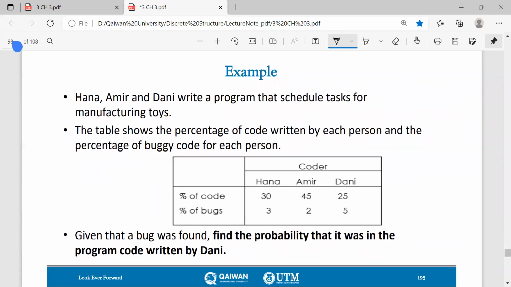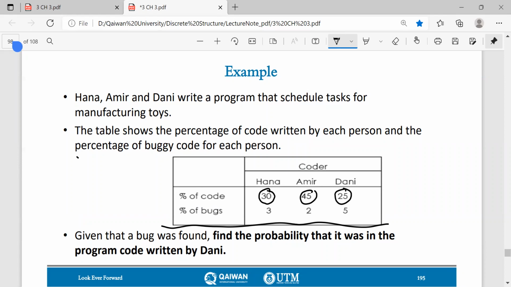Now we have another example. It says Hannah, Amir, and Danny write a program that schedules tasks for manufacturing toys. The table shows the percentage of the code written by each person. That means here 30% of the code is written by Hannah, 45% of the code is written by Amir, and also 25% of the code is written by Danny.